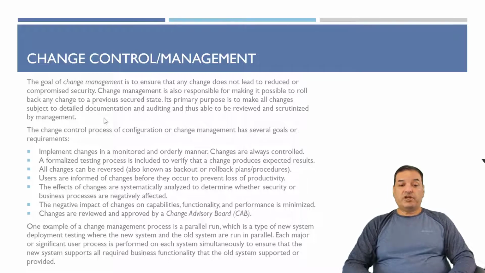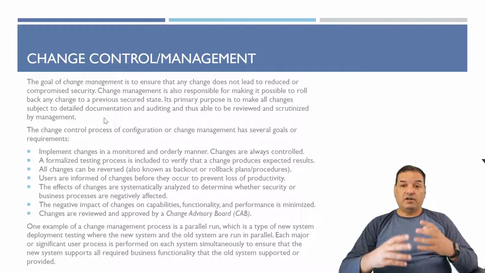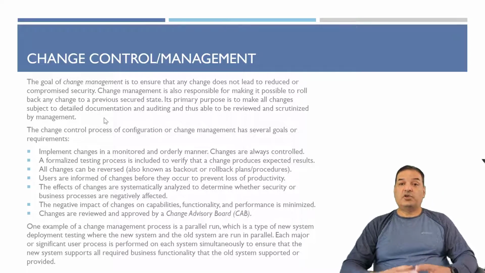Users are informed of change before they occur to prevent loss of productivity, and this is an important element. The effects of changes are systematically analyzed to determine whether security or business processes are negatively affected. Negative impact of changes on capabilities, functionality, and performance is minimized, and changes are reviewed by a CAB or change advisory board. That's part of the governance processes to ensure that the board is able to evaluate all aspects of changes to protect the organization.